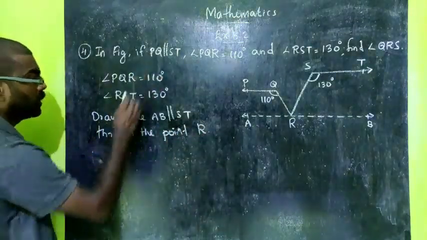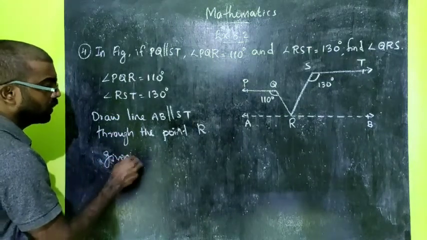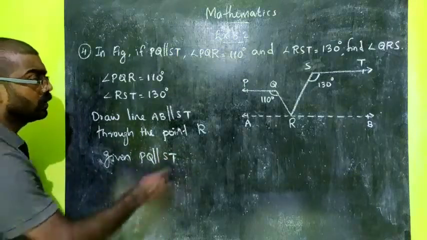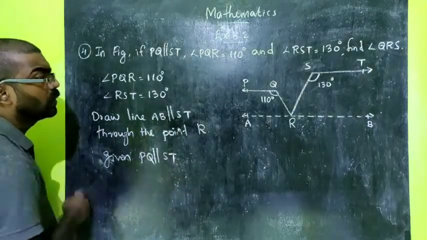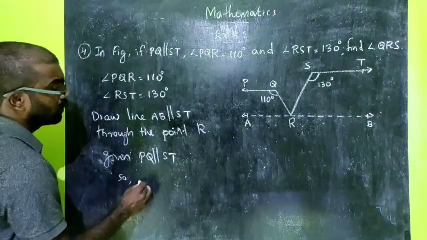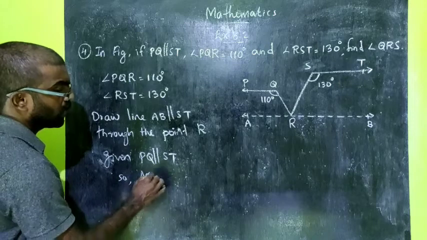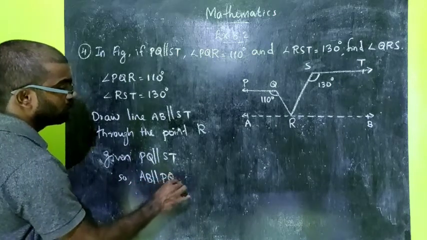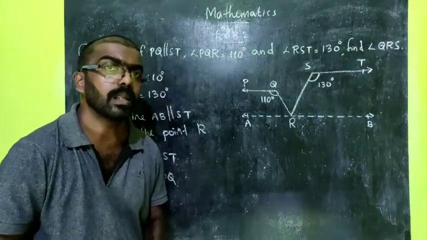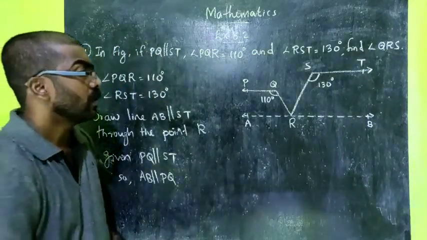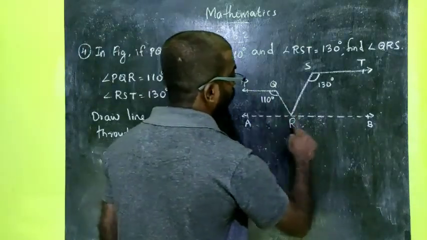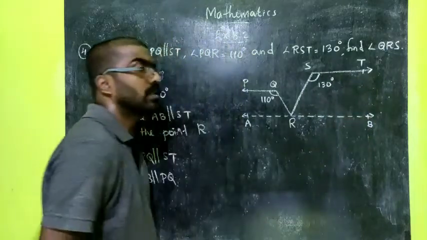Here it is given that PQ is parallel to ST. So given PQ parallel to ST, and by our construction ST is parallel to AB. So we can also write the line AB will be parallel to PQ. The lines parallel to the same line are parallel to one another. By that theorem, we can conclude like this. So now this line AB is parallel to PQ and AB is also parallel to ST.